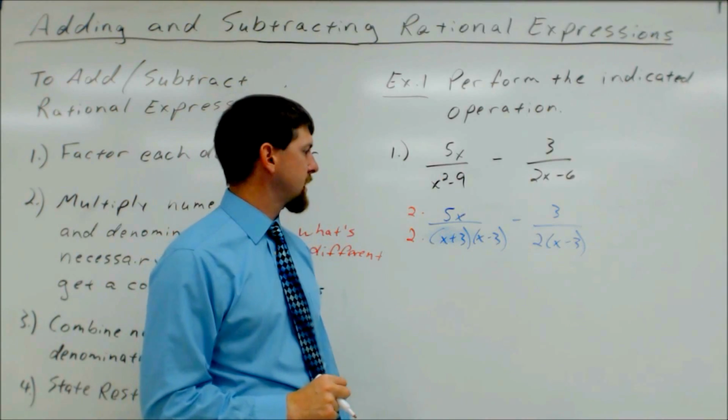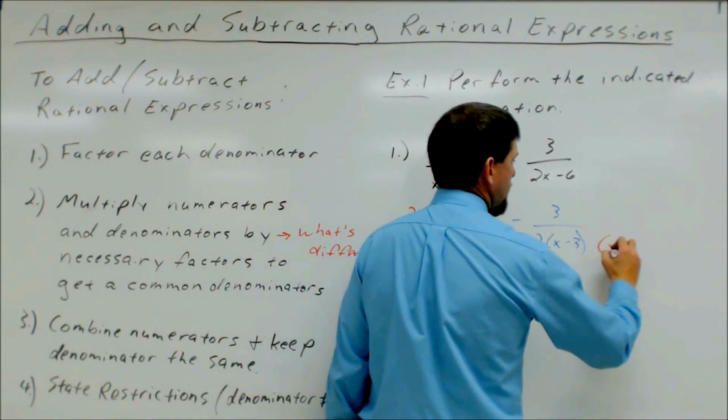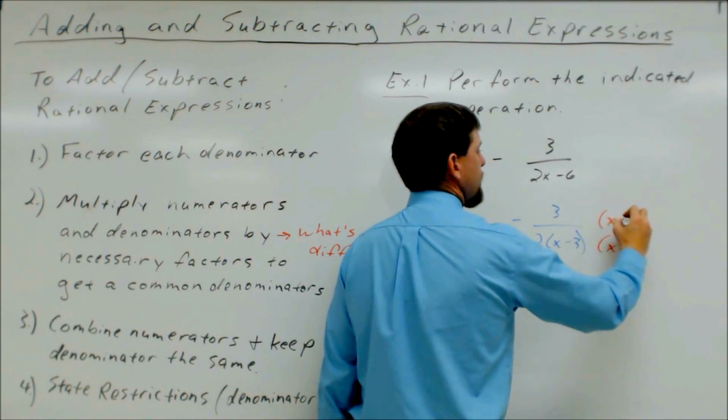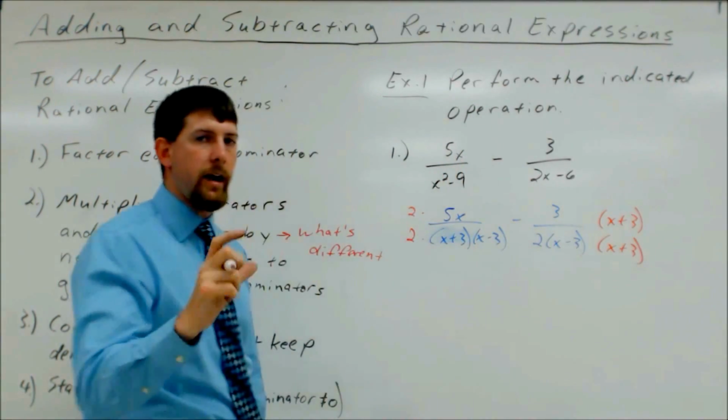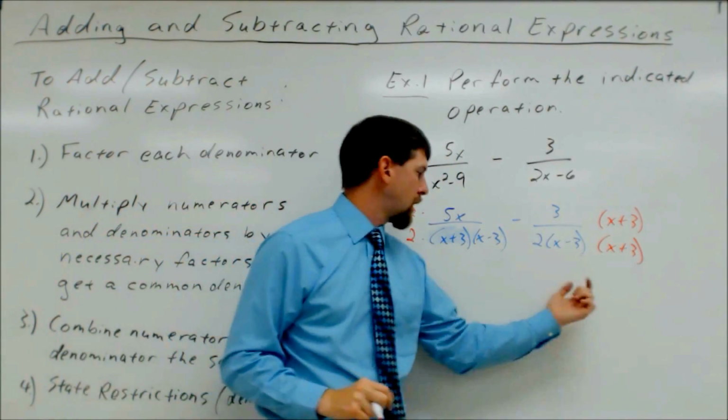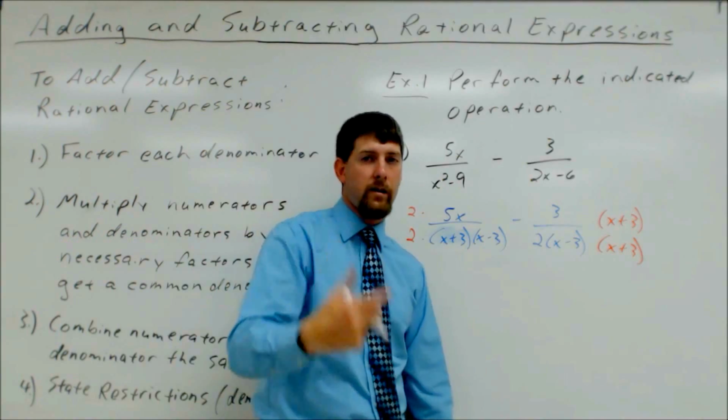What's different about the left side now? It has an x plus 3. So I've got to put an x plus 3 in both the numerator and denominator. Now we can see we have identical denominators. Identical factors of the denominators.